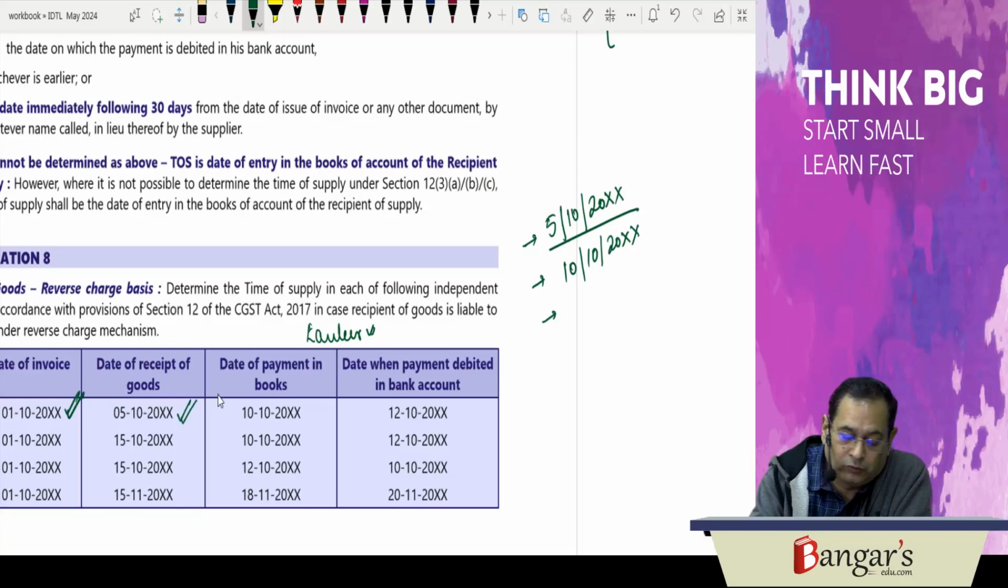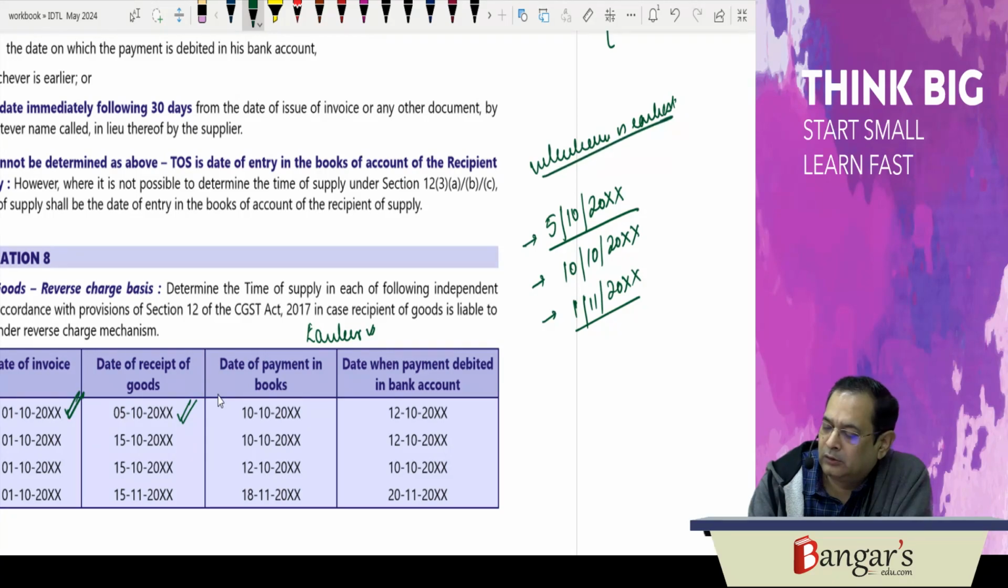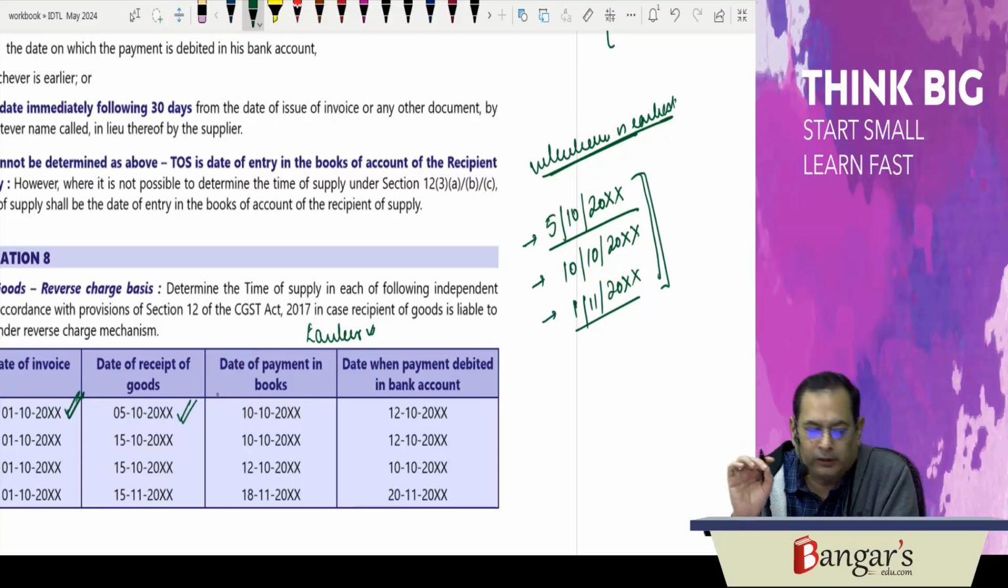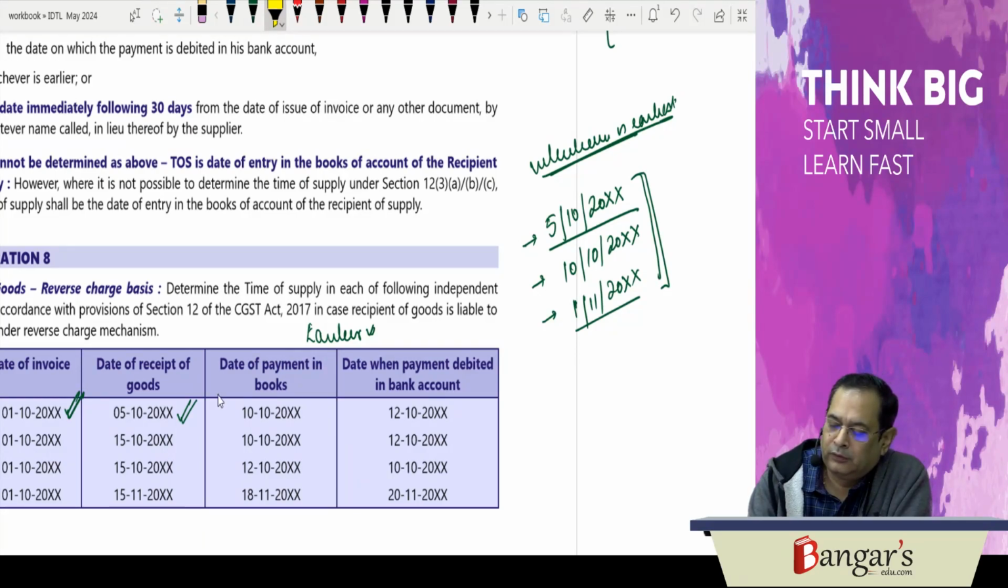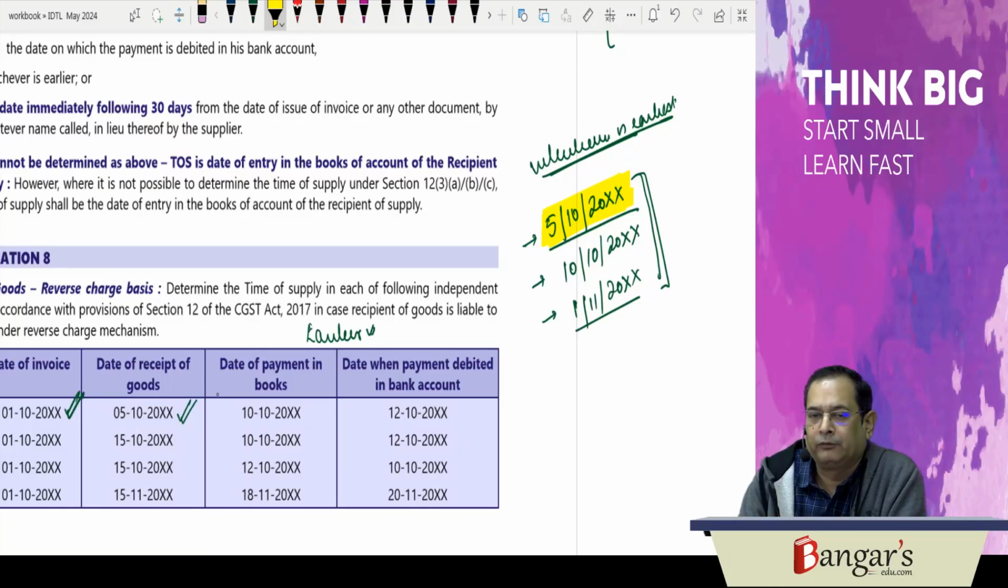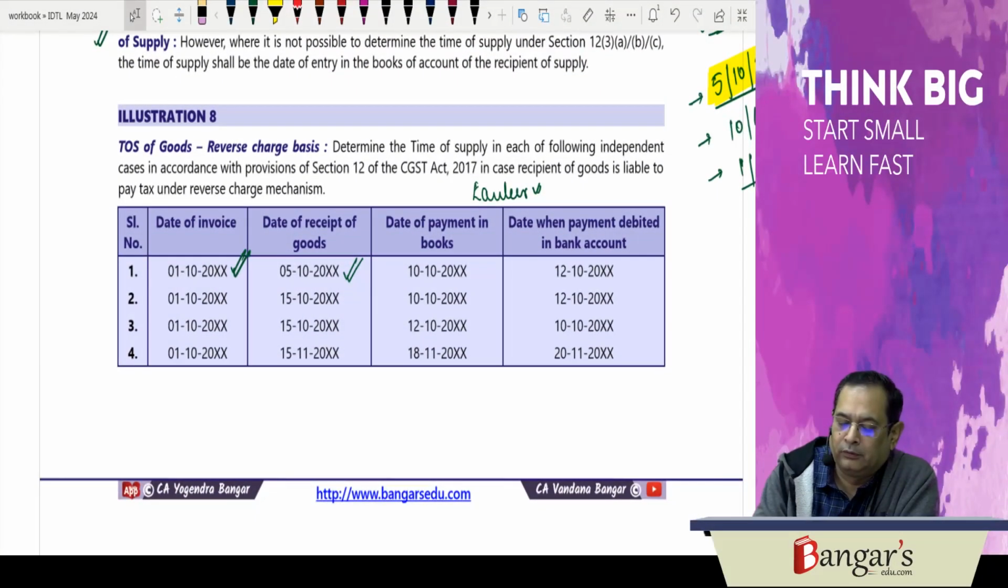30 days expires on 31st of October, so it will be 1st of November. Whichever is earliest. Here the time of supply in this particular case will be the earliest of the three. What is the earliest of these? It will be 5/10. So the time of supply will be 5/10.